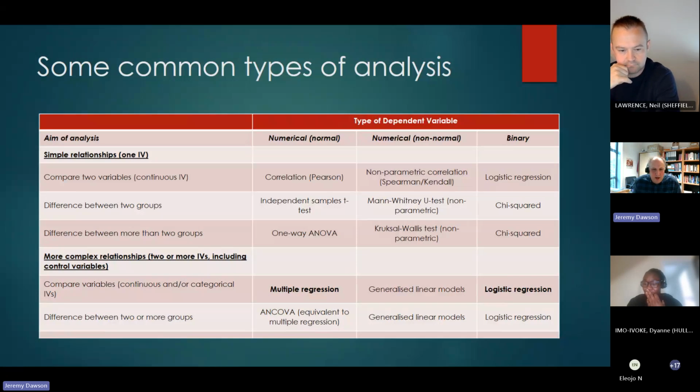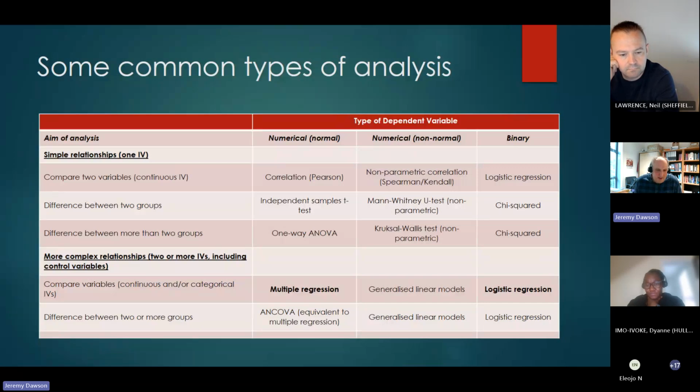But I will just point out that there are all sorts of other variations of these that we could use in different circumstances. And I'm going to, a little bit later, talk about the two which I've put in bold, which are multiple regression and logistic regression. So just to clarify when these ones should be used, for example, it's when we are looking to compare variables, which is a very general term. What do I mean by compare variables? It's basically to see whether one variable, or sometimes more than one variable, is linked to another.